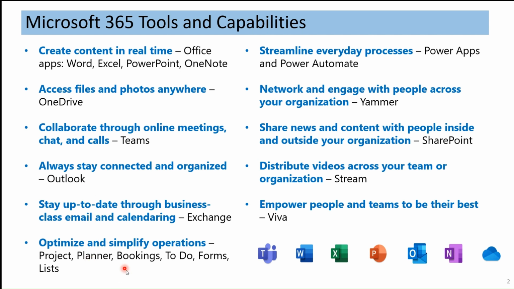Now, Project is a project management tool. Similarly, Planner is for task management for people working on the projects. Bookings, as the name suggests, is for appointment scheduling. To Do is a task management app for your daily basis. Forms helps you to create surveys, quizzes, and polls, and Lists is a kind of information tracking app, which you can use for your work.